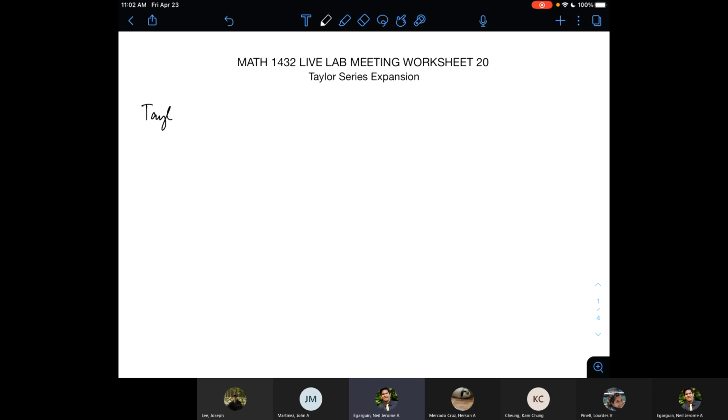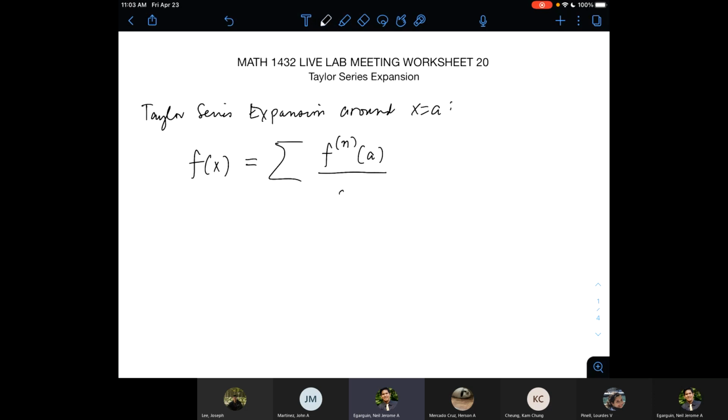So the Taylor series expansion around a number x equals a is given by this. Your function f can be expanded in the form of a sum of f upper n evaluated at a, all over n factorial, times x minus a to the n, going from 0 to positive infinity. This is a nice result because this will allow us to write any function, as long as it has continuous derivatives of all orders, as a Taylor series expansion.